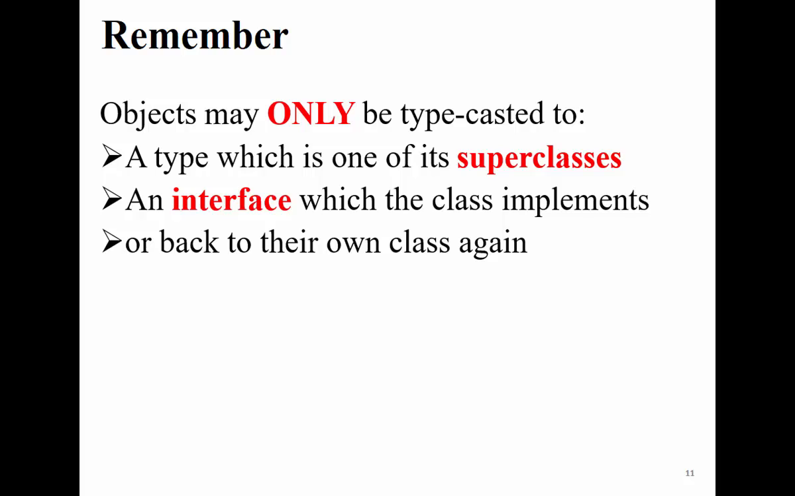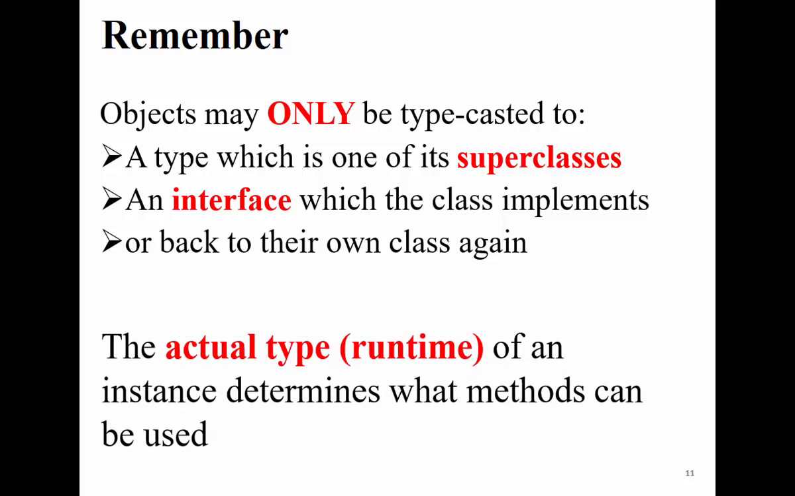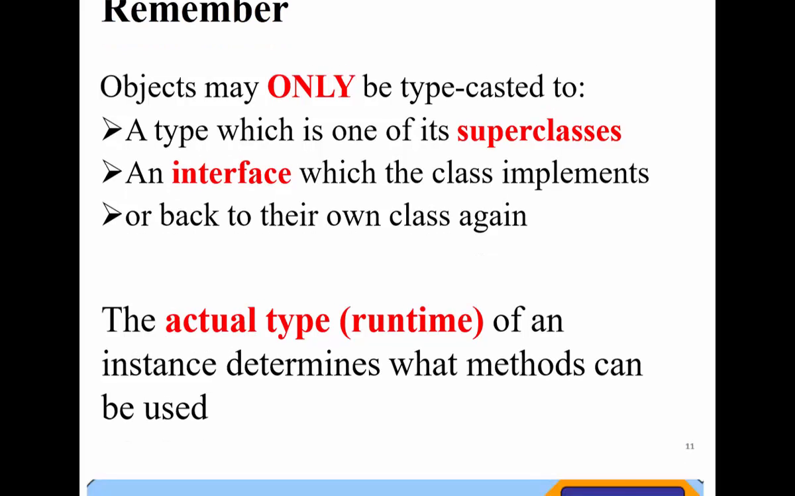I can do casting to an interface. If this class implements this interface, I can do typecasting to the interface. Or I can go back to the original, because with typecasting of objects, we're not changing the object. We just restrict the behavior. So I can do typecasting for the superclass, for the interface, and back again to the original object. The actual type or the runtime determines which method we're going to call.